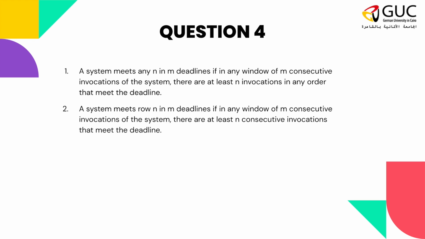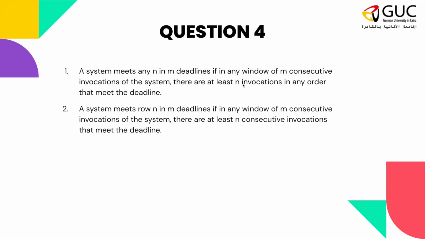If in any window of m consecutive invocations of the system, there are at least n consecutive invocations that meet the deadline. So I can say that a system met n in m deadlines consecutively if I have m consecutive invocations and the system at least meets n invocations in a row, or meets n consecutive invocations in a row. As you can see, the second constraint tackles meeting consecutively, while the first constraint tackled what?